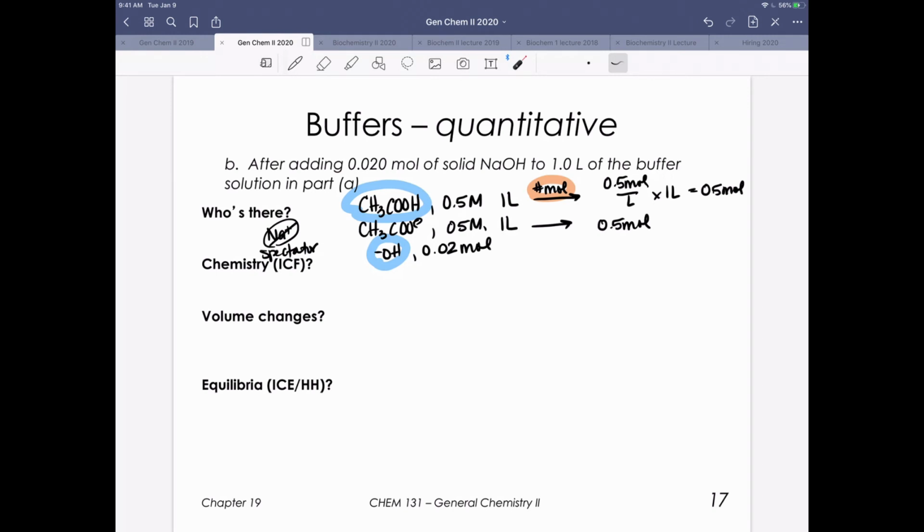So pause the video here if you want to try working through the ICF table on your own, or let it play if you want to see it worked out.